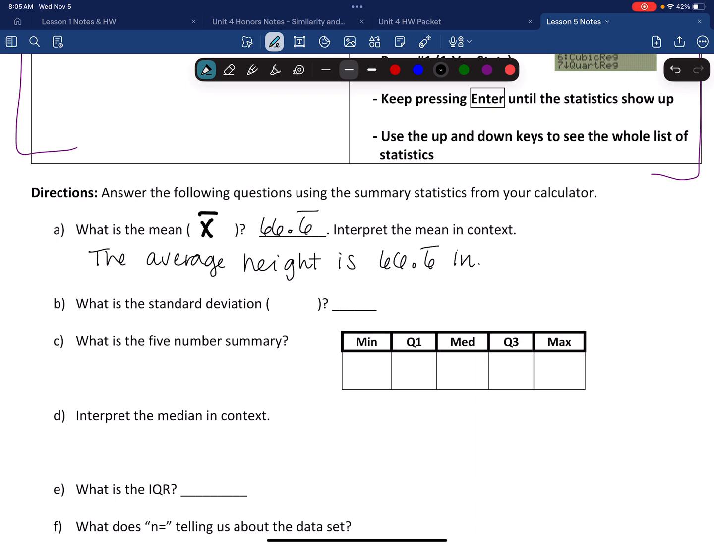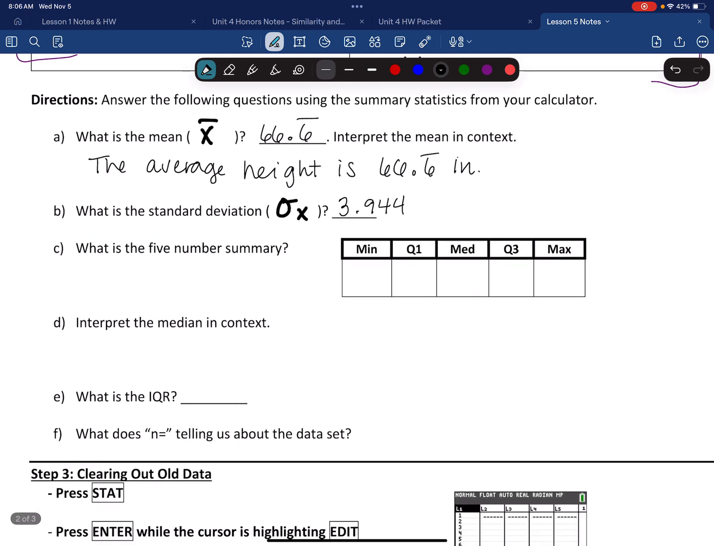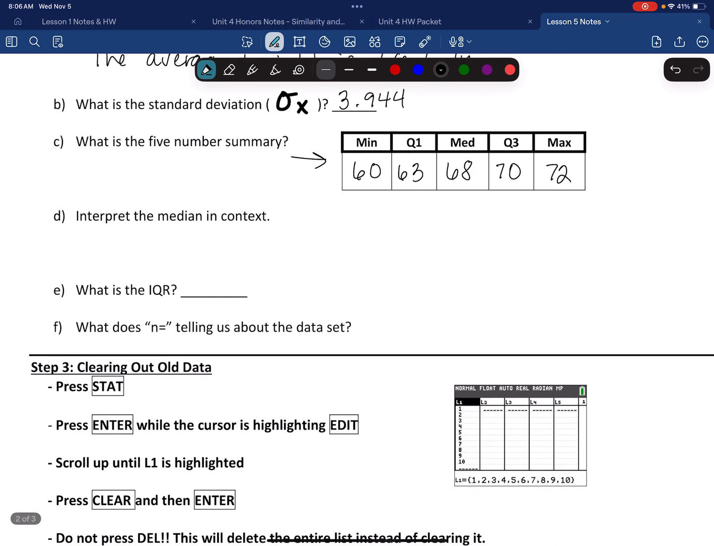Next, we want to find our standard deviation, which kind of looks like an O with a little x next to it. And that value, we want 3 decimal places, is 3.944. Then we find our 5-number summary. All of these values are listed on your calculator. You may have to scroll down. So we have 60, 63, 68, 70, and 72.